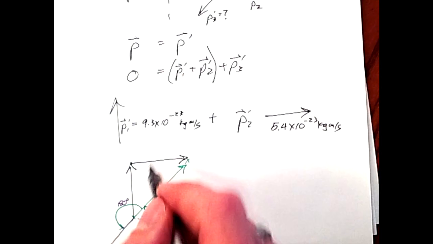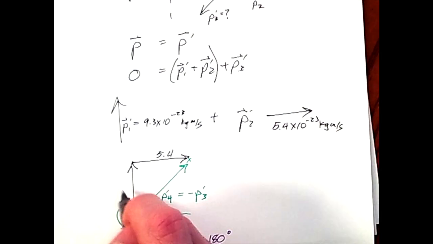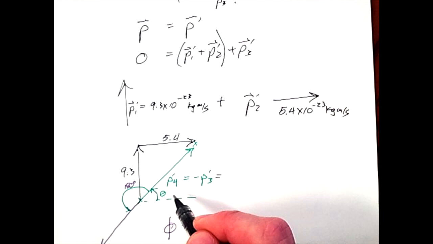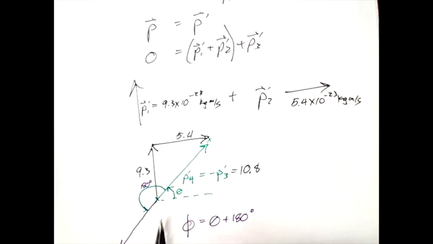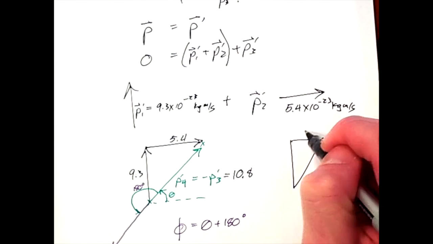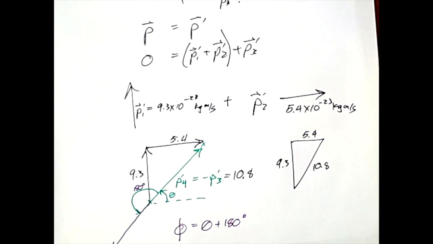So remember that the horizontal one is P2, which is 5.4 times 10 to the negative 23, and the vertical one is 9.3. If I do 9.3 and 5.4 squared, add them together and take the square root, I should be able to get whatever this is, P4, which I have as 10.8. And now I have a triangle where this is 5.4, this is 9.3, and this is 10.8.